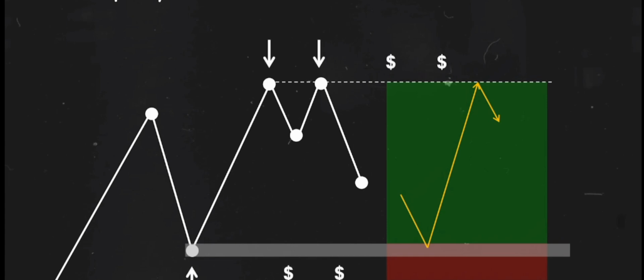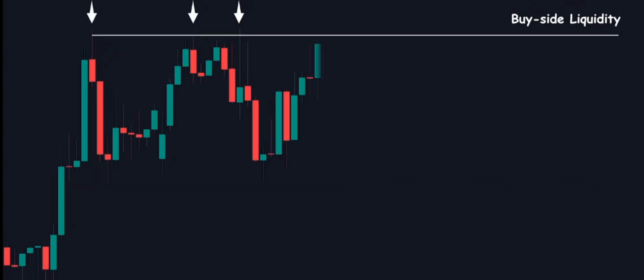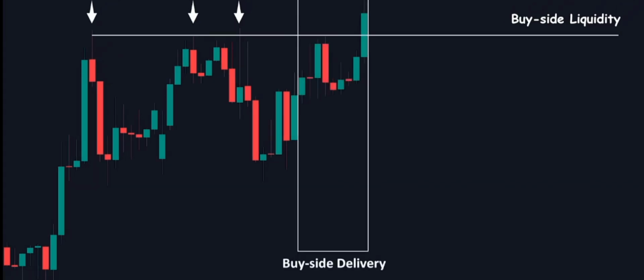Therefore, we have liquidity below the swing lows and above the swing highs, which we refer to as buy-side and sell-side liquidity. Liquidity above a high or a group of highs represents buy-side liquidity. When the price approaches this level, the bearish traders will go short, or they protect their previously opened short positions. On the other hand, the breakout traders will go long if the price breaks through this level. The sudden price movement designed to grab this liquidity is called buy-side delivery.